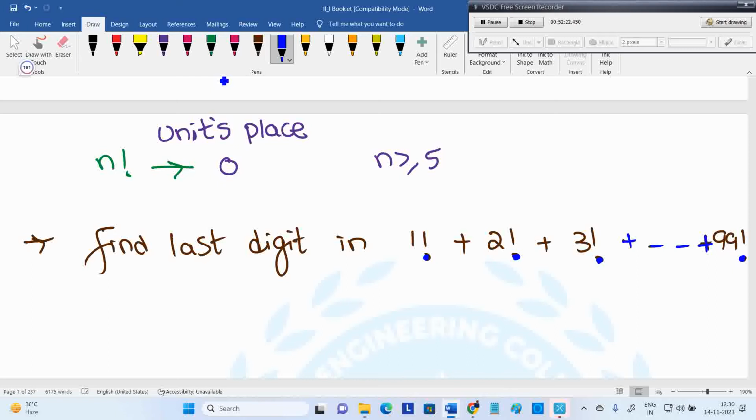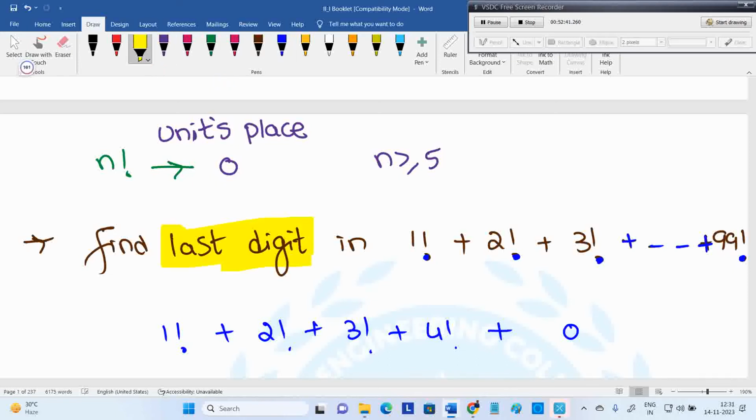So what you can do in this expansion is stop your discussion only up to 4 factorial. Then for all the remaining terms, you can put 0. We know n factorial ends with 0, because we want only the last digit. If you want the last digit, we check only the units place. Units place is already 0 for n greater than or equal to 5. So from 5 onwards, it is a waste of time to discuss, you can stop there, right?